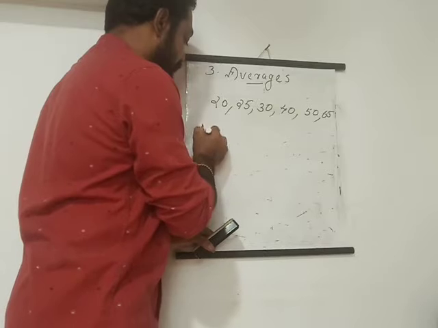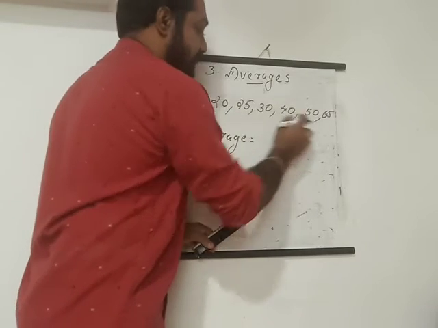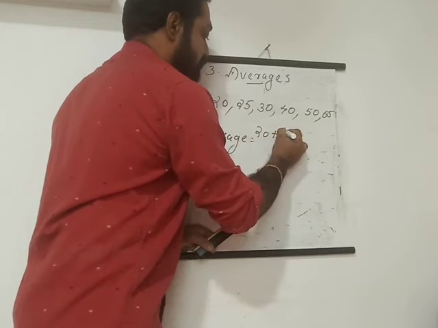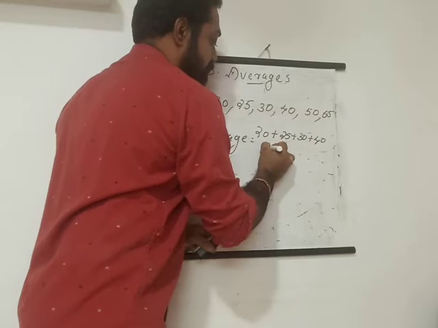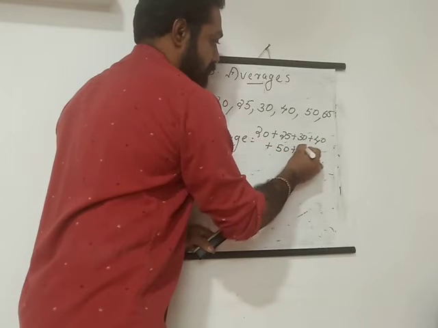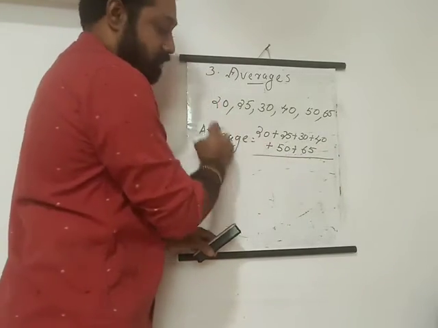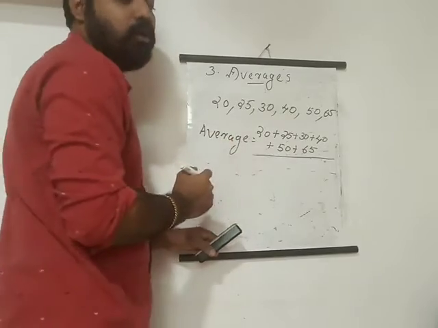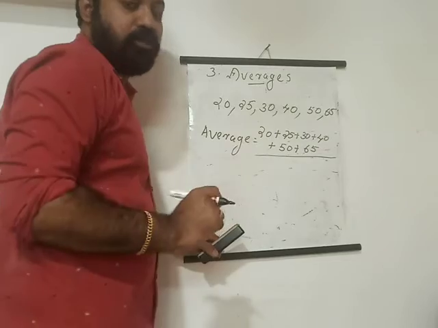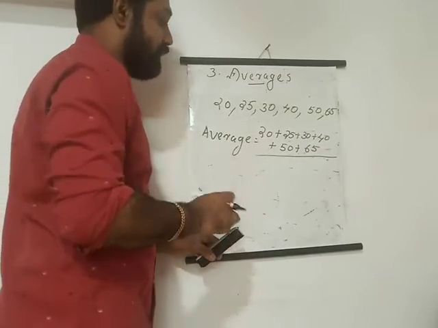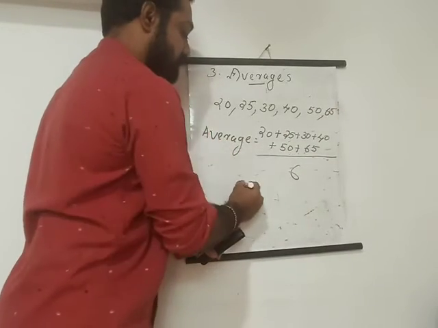How can we find it? We write average is equal to, first we add the whole numbers: 20 plus 25 plus 30 plus 40 plus 50 plus 65, divided by the number of observations. The numerator is the sum of all the numbers. For the denominator we write the number of quantities. How many numbers are there here? 1, 2, 3, 4, 5, 6. Divided by 6.